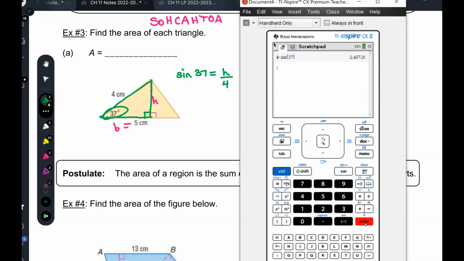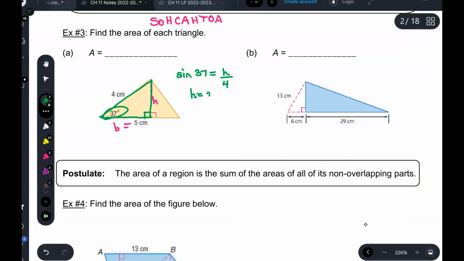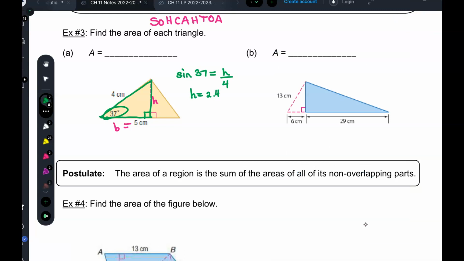Why do you do 4? Never mind. Right. Never mind. Why did you do 37? We never use the right angle. That calculator is way overpriced.